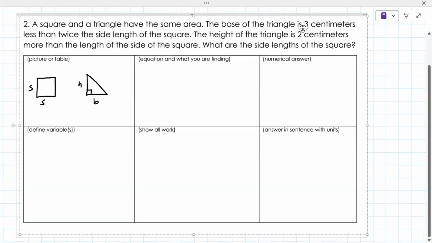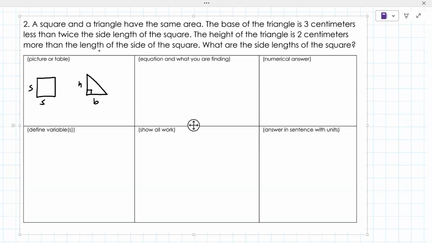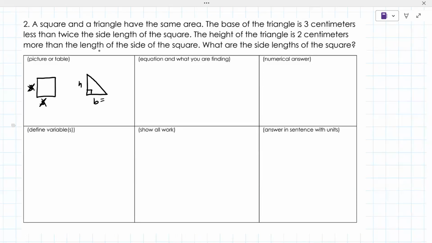All right. So the base of the triangle is 3 centimeters less than twice the side length of the square. So let's call the square x, x and x. The base of the triangle is 3 centimeters less than twice the side length. So 2x minus 3. The height of the triangle is 2 centimeters more than the length of the square. So the height is x plus 2. Is that okay? Is that clear?